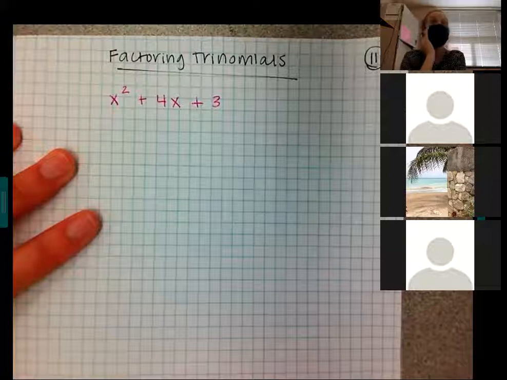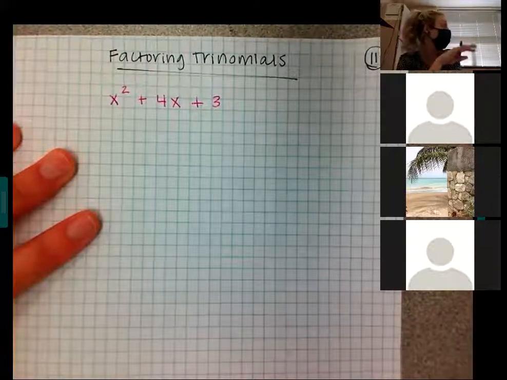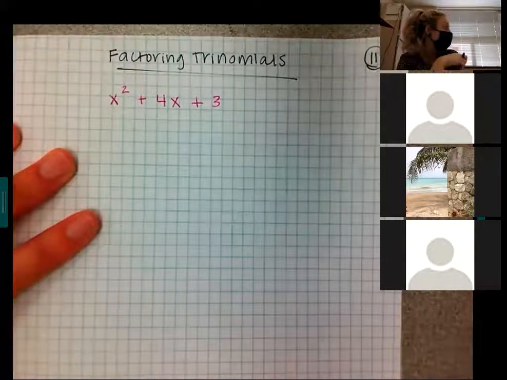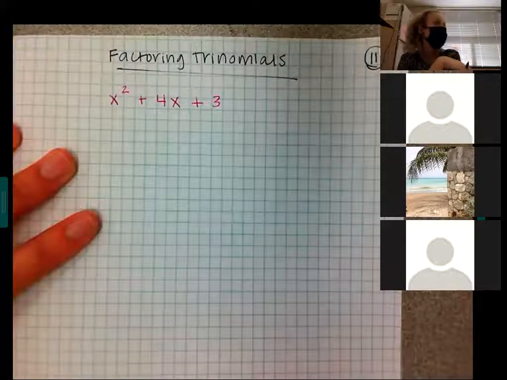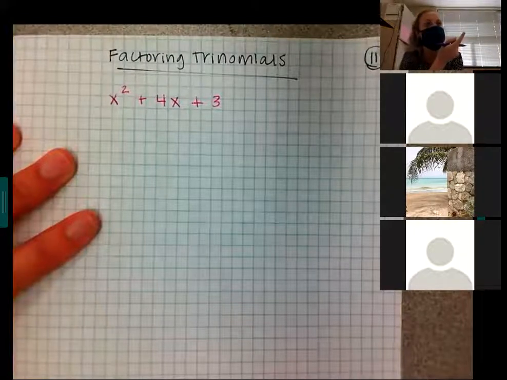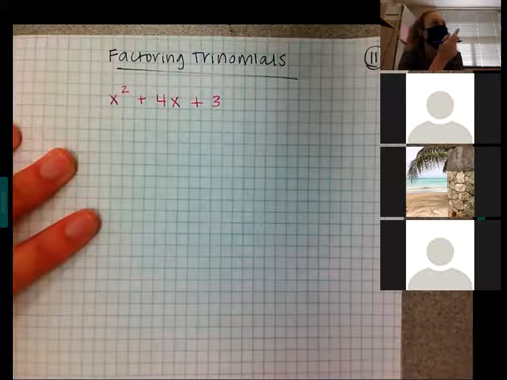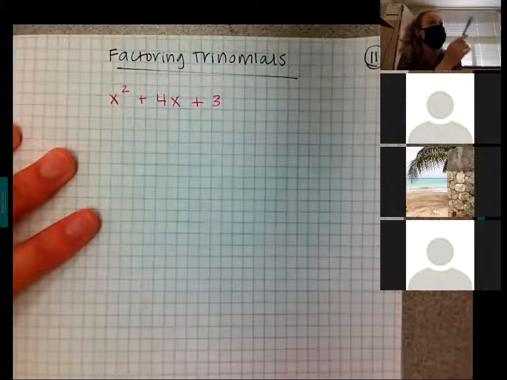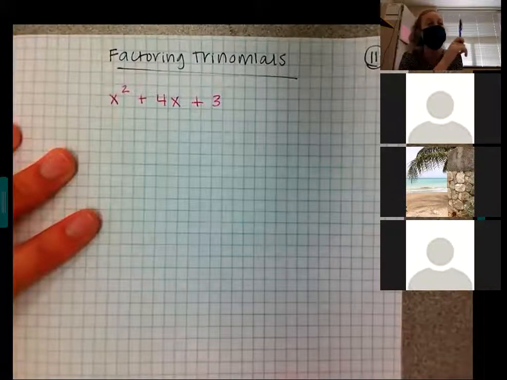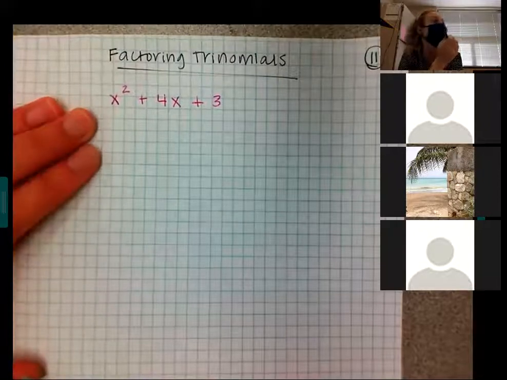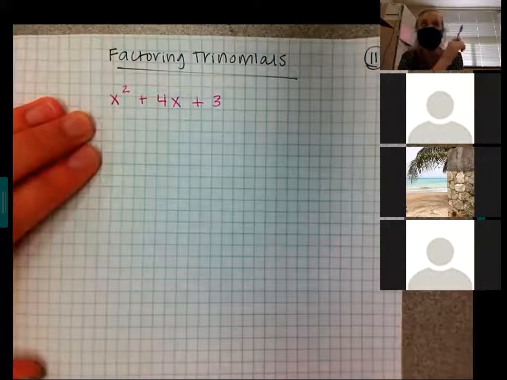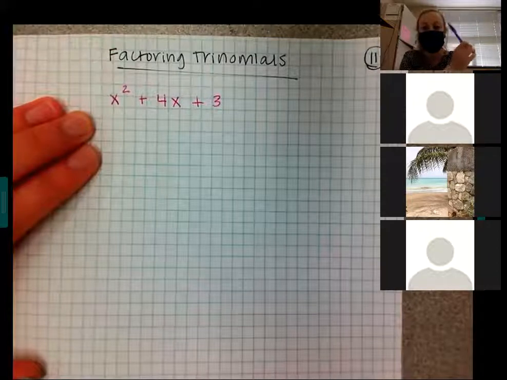All right, so x squared plus 4x plus 3. Do we agree it's a trinomial? Yes, fantastic. What do you think the first thing we're going to check for is? GCF. Yes, GCF. Good. You always check for greatest common factor first. Now, does this trinomial have a GCF? No. So here's what's going to be different.